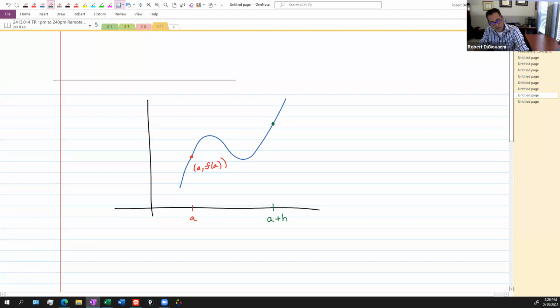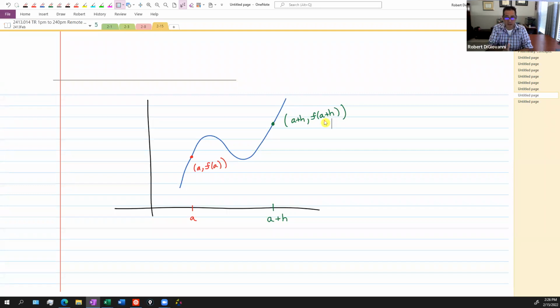I go up here. The coordinates of this point are A plus H, f of A plus H, right? A plus H is getting plugged in. So the X coordinate is A plus H. The Y coordinate is f of A plus H. Do y'all see this is the exact same picture as before, just using A plus H instead of X? Draw a line.